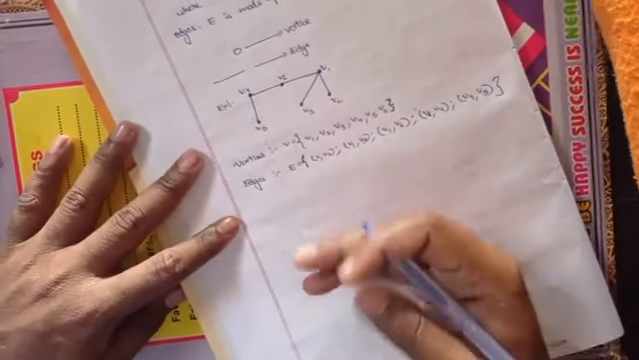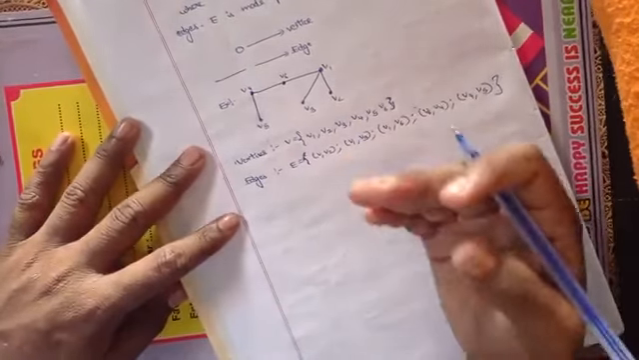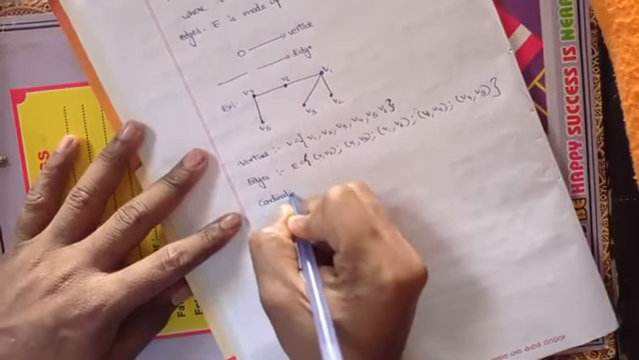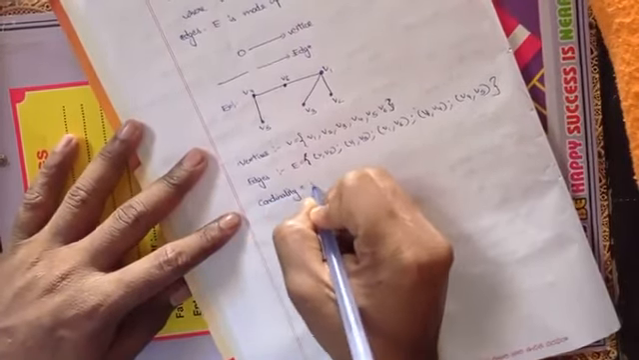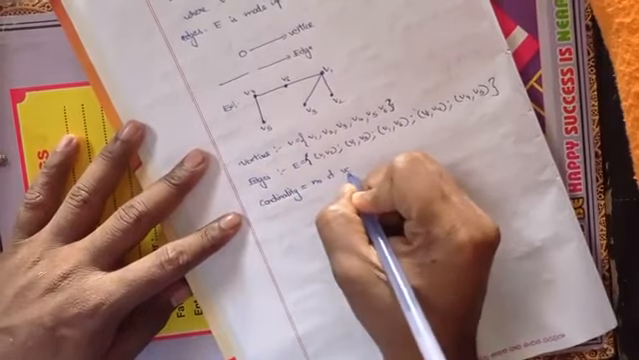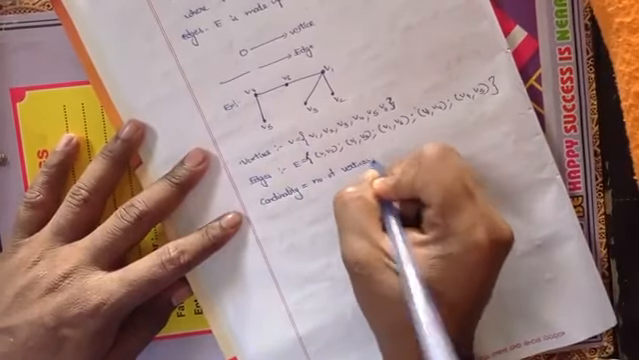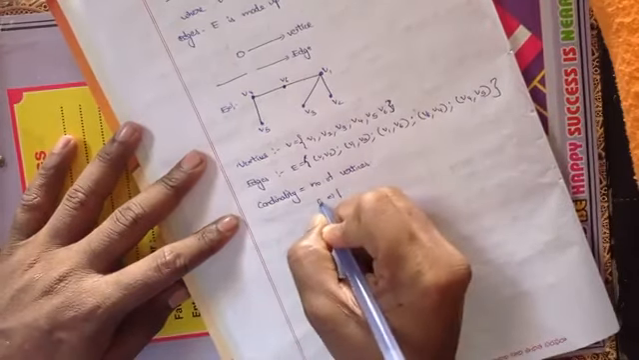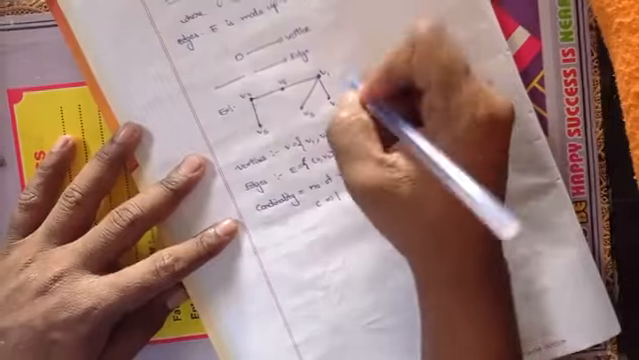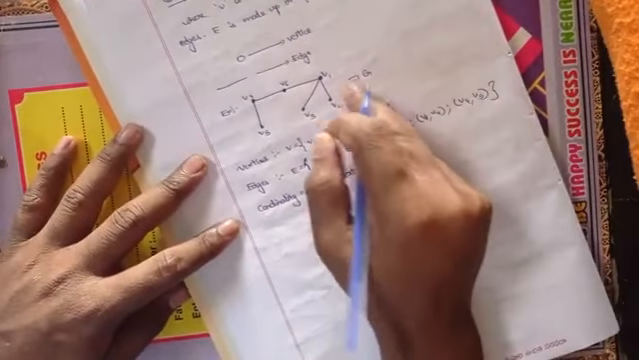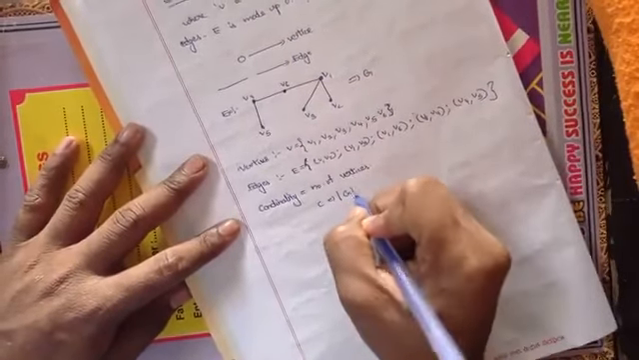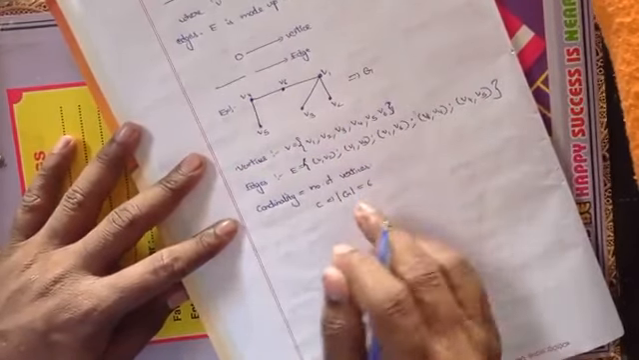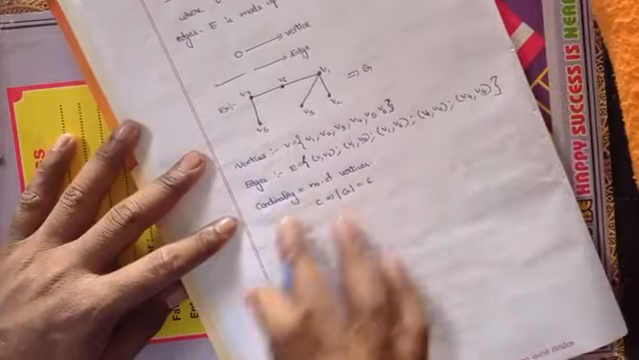So let us find the cardinality. Cardinality is nothing but the number of vertices it has. So let us define this graph as G. So we are finding the cardinality for the graph G. So cardinality of G is equal to, how many vertices do we have? We have 6 vertices. So the cardinality of the above graph is 6.